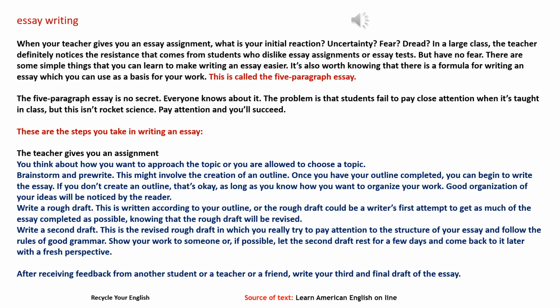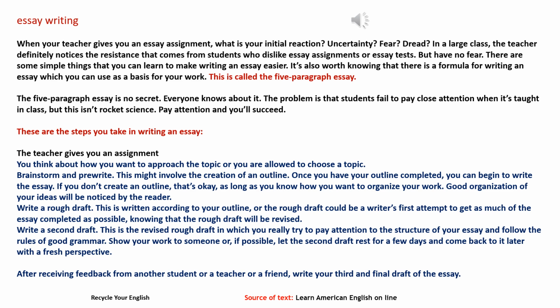These are the steps you take in writing an essay. The teacher gives you an assignment. You think about how you want to approach the topic, or you are allowed to choose a topic. Brainstorm and pre-write. This might involve the creation of an outline. Once you have your outline completed, you can begin to write the essay. If you don't create an outline, that's okay, as long as you know how you want to organize your work. Good organization of your ideas will be noticed by the reader.